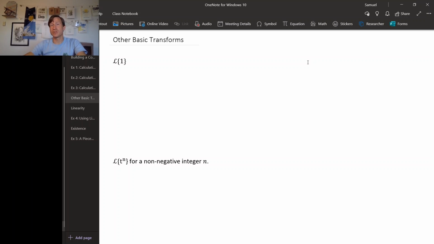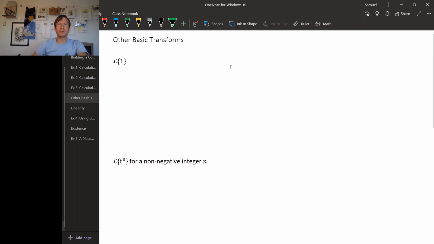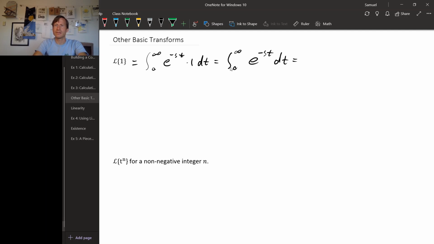There are a few other Laplace transforms that are worth knowing, just sort of off the top of your head. One is the Laplace transform of 1. So we can calculate this by hand. This is the integral from 0 to infinity of e to the minus st times 1 dt. So the integral from 0 to infinity of e to the minus st dt. This is minus 1 over s e to the minus st from 0 to infinity.